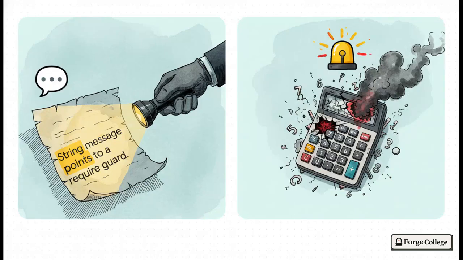Step 2, inspect the revert payload. You need to match the evidence to the source code. If you get a string message, you can usually just Control-F your codebase and find the exact require statement guard that tripped. But if you get a panic, you know you're most likely dealing with something like an out-of-bounds array access or maybe a sneaky division by 0.